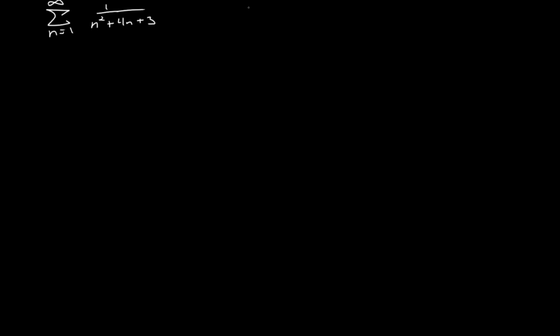Okay, here's our next problem. So this problem, right off the bat, you can notice that we need to factor this as well. And so we can do this very simply, and we know that n squared plus 4n plus 3 can be factored into n plus 1 times n plus 3. So now that we've done that, we need to use partial fractions to split up these two so we can make a series that has a difference.